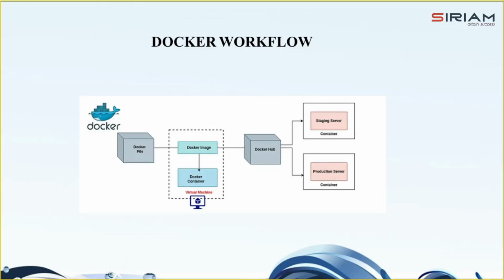This image is then uploaded to Docker Hub, which is the repository for Docker images. It contains public as well as private repositories. From public repositories, you can pull images as well as upload your own images to Docker Hub. And from Docker Hub, various teams such as testing, quality assurance, or production teams can pull the image and prepare their own containers, as you can see in this figure.